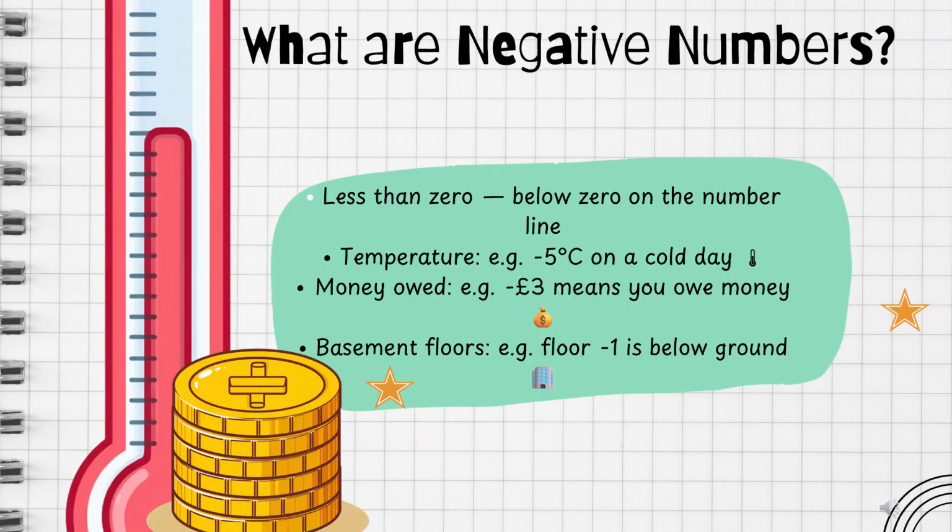So, what exactly are negative numbers? Negative numbers are numbers that are less than zero. You can find them on the left side of zero on a number line.